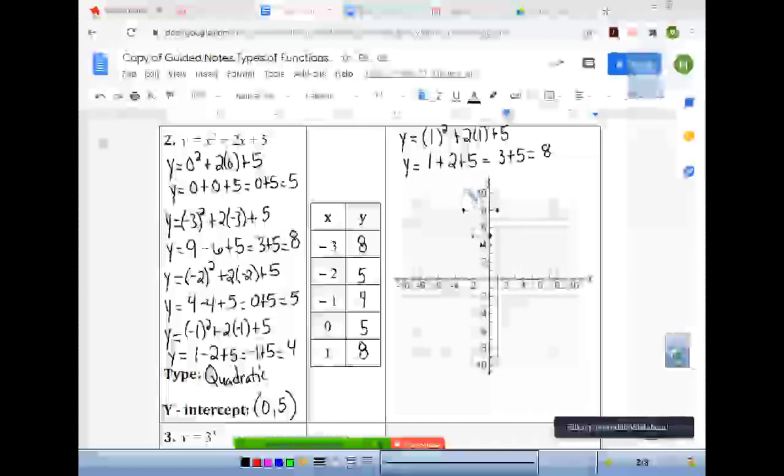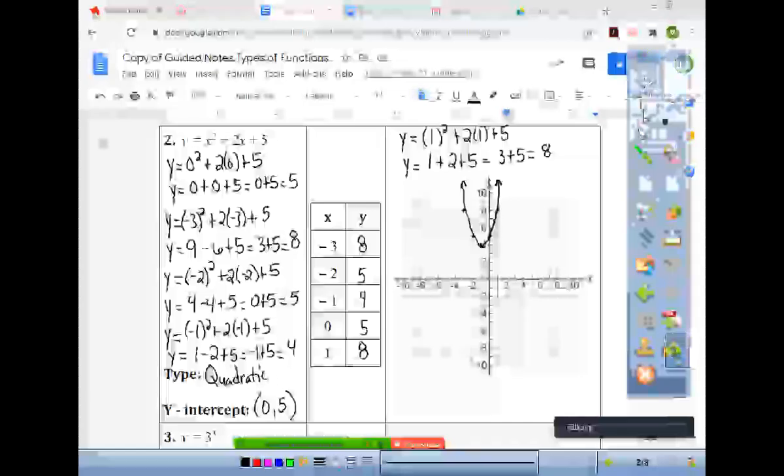We're going to try to connect them best we can with something that looks kind of U-shaped. So you can see mine is not perfect either. That's okay. It's close enough. Okay, let's keep moving right along.